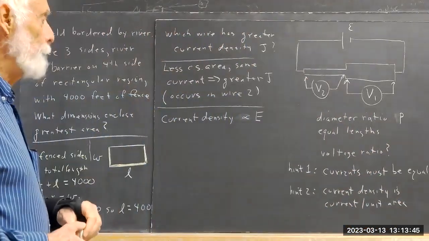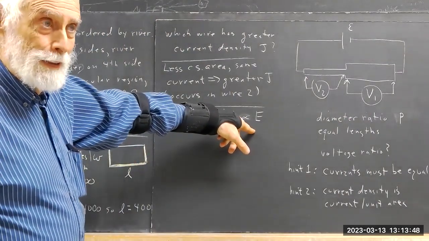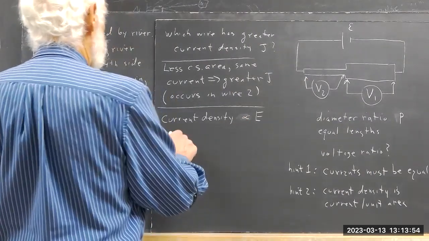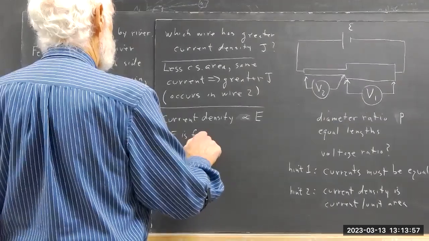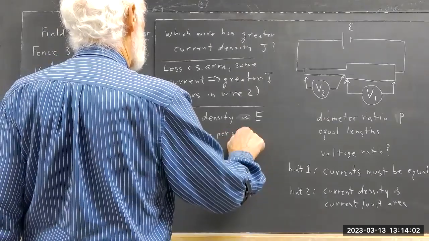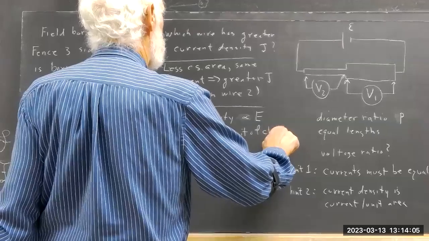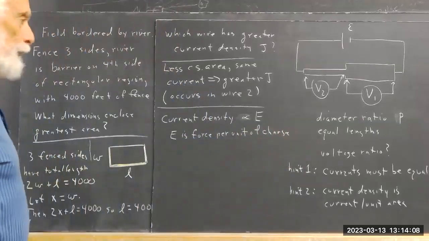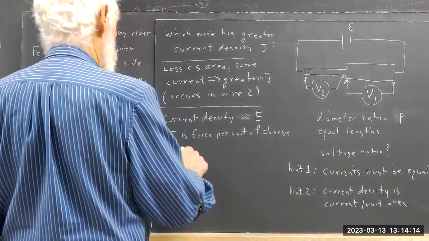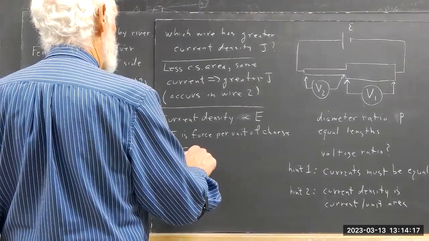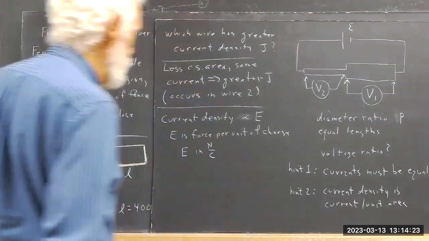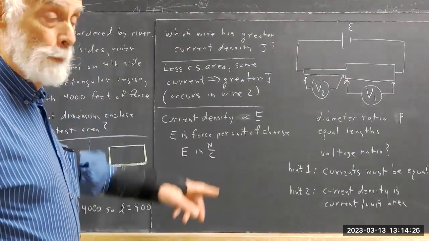There's something going on there. That's good. Electric field is force per unit of charge. That's how you have to understand electric field, not just in terms of a formula. Understand it in terms of units: newtons per coulomb, force per unit of charge.